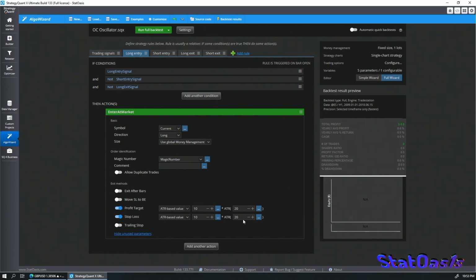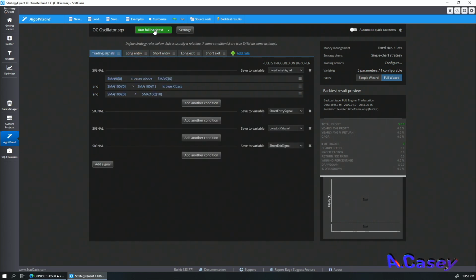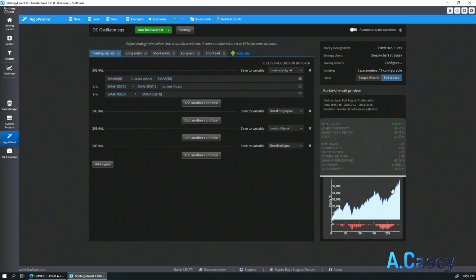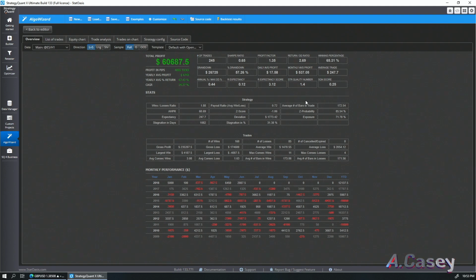And I just made it the same for the stop loss, so it's 10 times the ATR of 20. Now 10 times you might think this is too much, but remember we're using the 1 hour time frame, so we need a high multiplier. And this is the result. 200 and almost 250 trades and compounding at 24%.